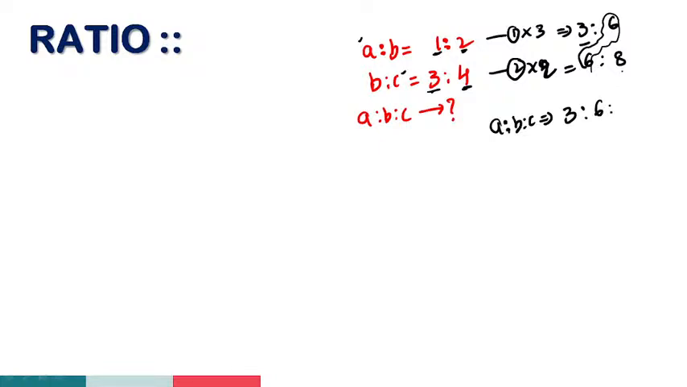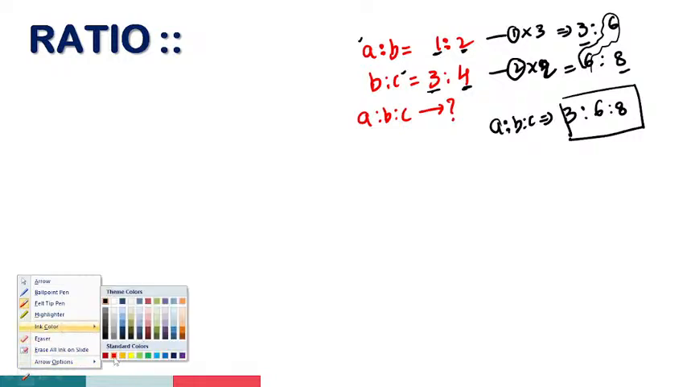Then 6 and C values how much, guys? 8. Any cancellation here? No. So that is the final answer, guys. So 3 is to 6 is to 8. Okay, 3 is to 6 is to 8.